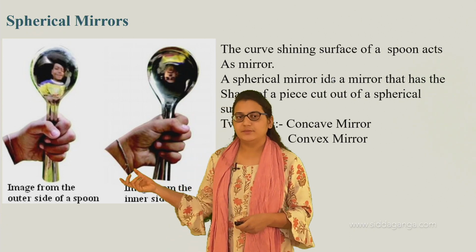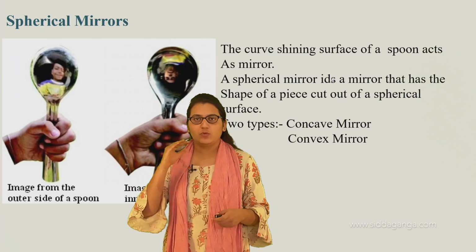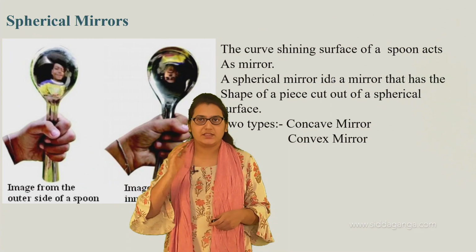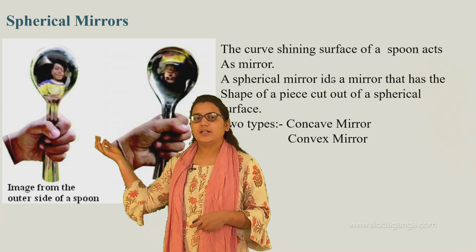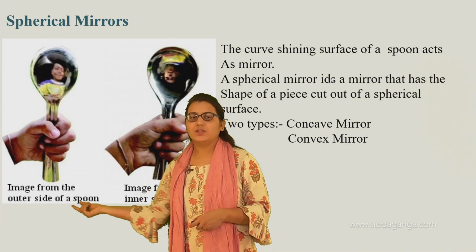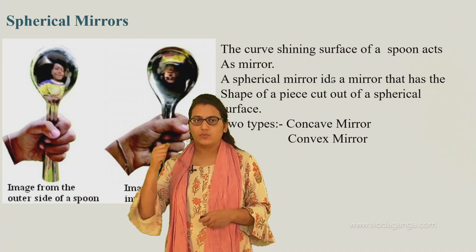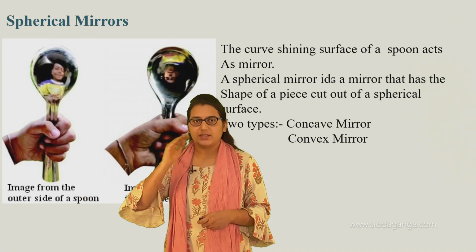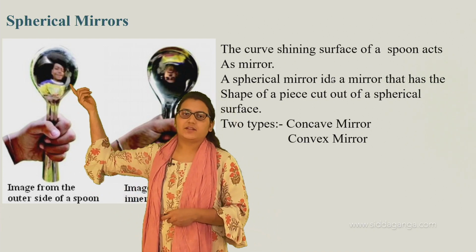In this example, we are holding a spoon here. The surface of the spoon is somewhat spherical, right? So the best example we can take is a spoon, and this is the image from the outer side of the spoon. If we are holding the outer side of the spoon, the outer spherical shape, then this is how it looks.